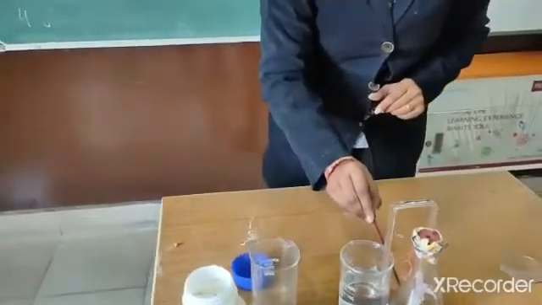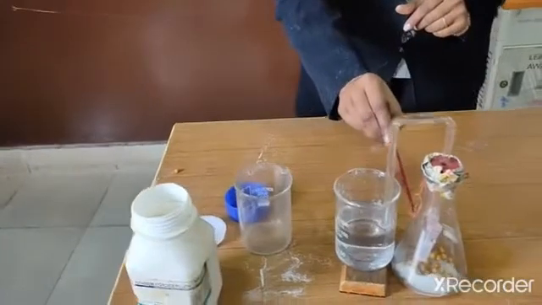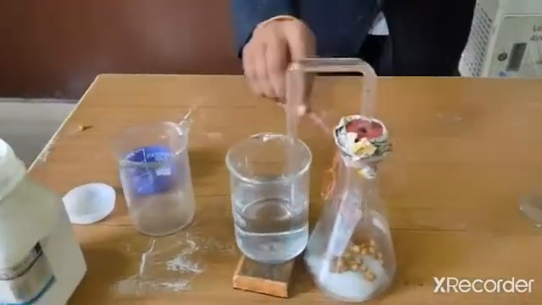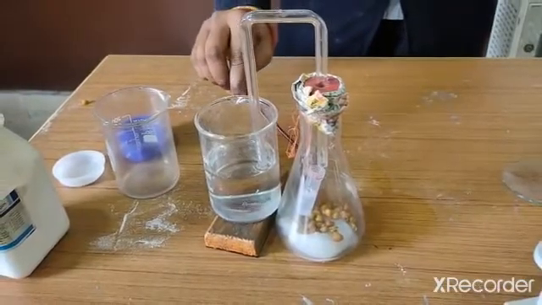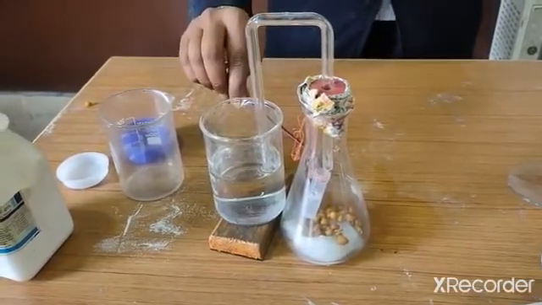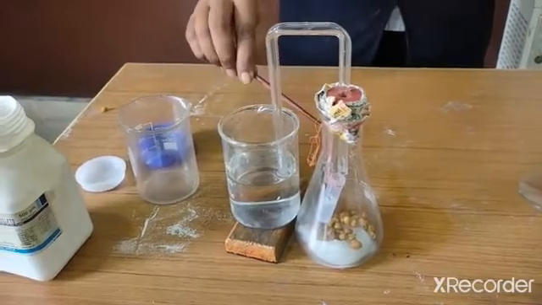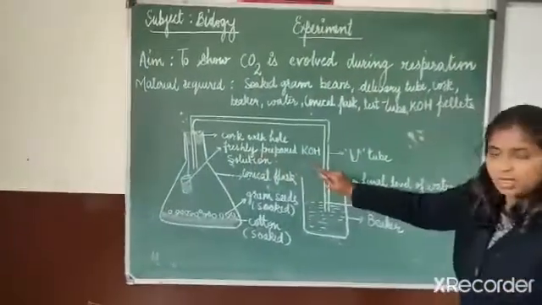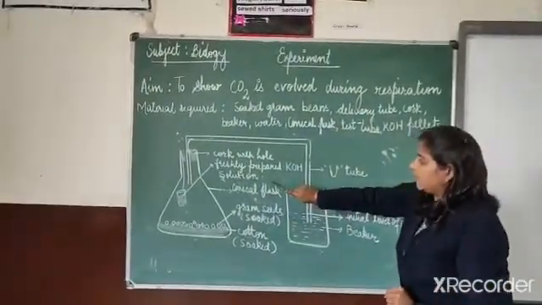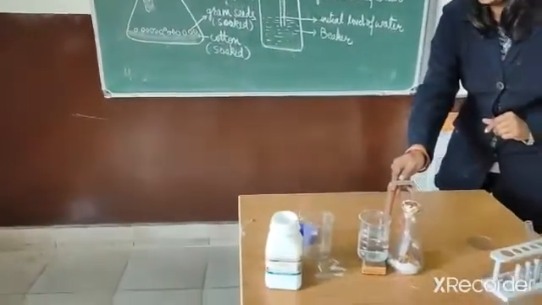Now we have taken KOH, freshly prepared KOH, as you can see. Why have we taken KOH? Because when carbon dioxide evolves, because these are seeds, you all know respiration will be there. They will respire, and when they respire, carbon dioxide is released. Now you can see it here, and it will help you to understand in a better way.